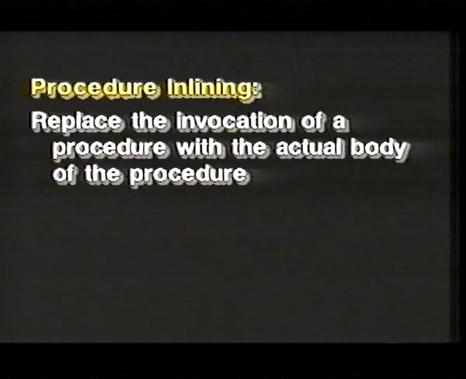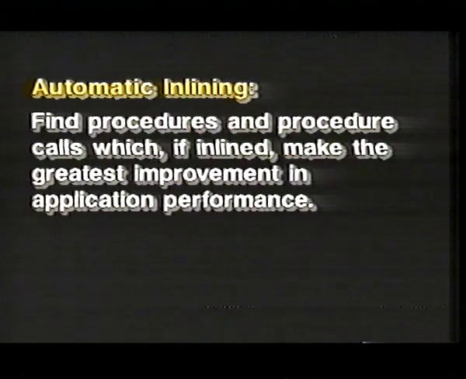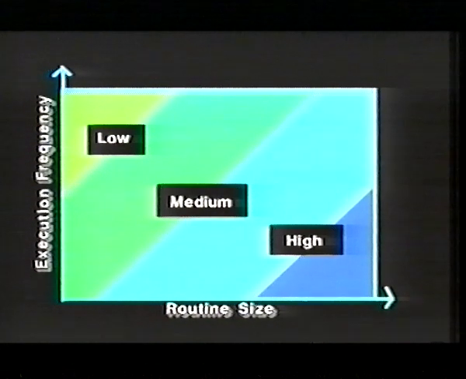Procedure inlining is the process of replacing the invocation of a procedure with the actual body of the procedure. This is quite different from procedure cloning. Automatic inlining is the process of finding procedures and procedure calls which, if inline, make the greatest improvement in application performance. The procedures and calls chosen for inlining are selected according to how frequently the call is executed and how large the called procedure is. Those procedures which are the smallest and which are the most frequently executed yield the most benefit from inlining. The aggressiveness of the inlining algorithm can be turned up or down based upon the needs of the user.